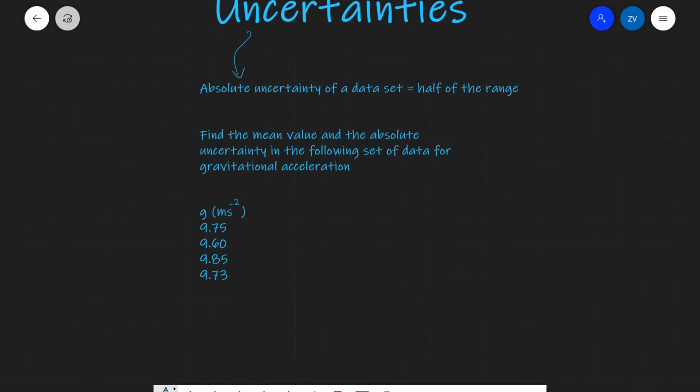Now, moving on to uncertainties. If we are given a data set from an experiment, for instance, we have some values of g over here, we can use those to determine the absolute uncertainty in the set.